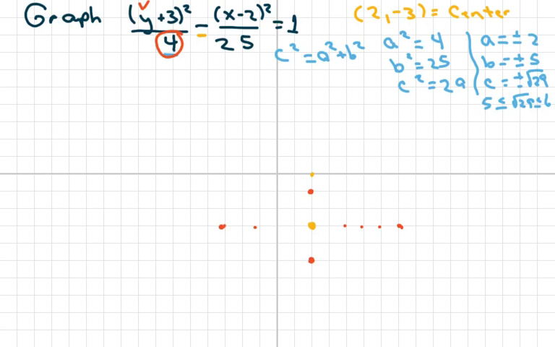Now for hyperbolas, I like to draw a little box here because that's going to help me get my asymptotes. And I'm going to go ahead and draw from the center to these diagonals and get my asymptotes here. Your oblique asymptotes.